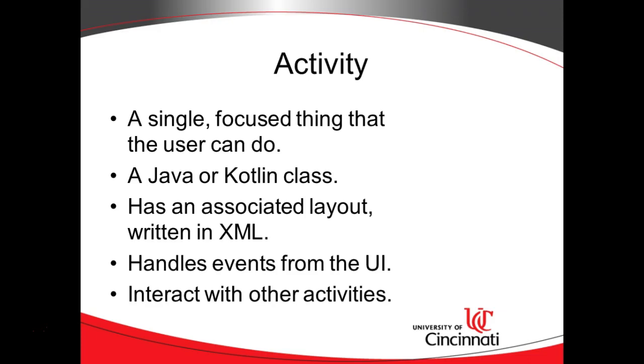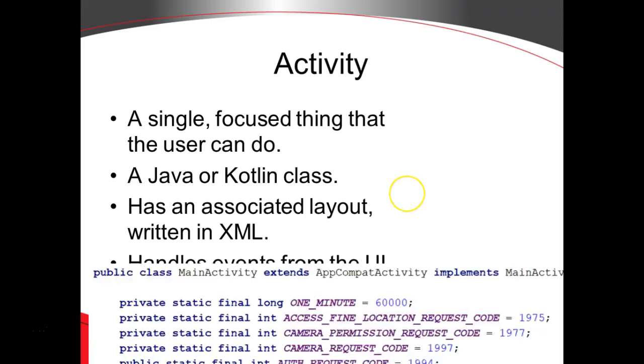Activity and layout are generally one-to-one. There's generally one layout per activity, with an exception being fragments. With a fragment, you can have multiple layouts that swap, essentially, with the same activity. And there's no rule that says that every activity has to have exactly one layout. Theoretically, you could have an activity share layouts with another activity. You could have layouts share activities. That's not common, though. One layout per activity is a bit more common. So, it handles events from the UI and interacts with other activities.